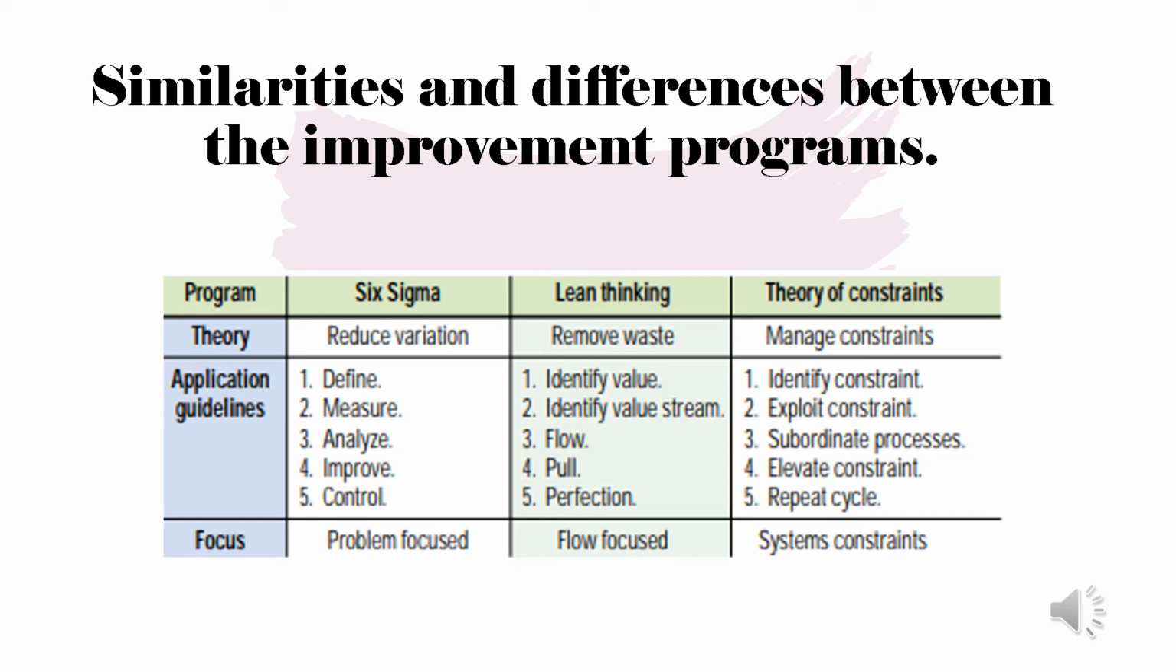The program Six Sigma, its application guidelines are 1. Define, 2. Measure, 3. Analyze, 4. Improve, 5. Control. The program lean thinking, its application guidelines are 1. Identify value, 2. Identify value stream, 3. Flow, 4. Pull, 5. Perfection.